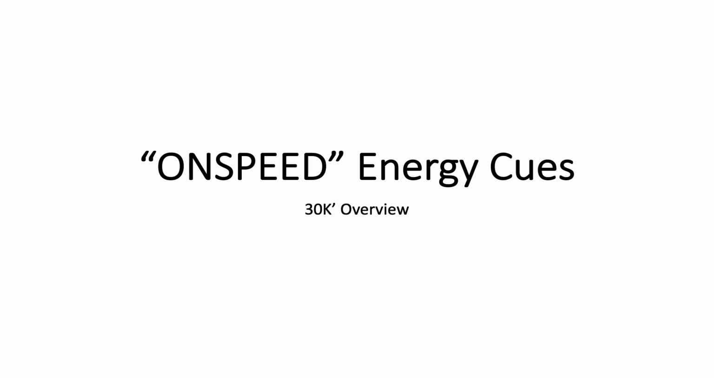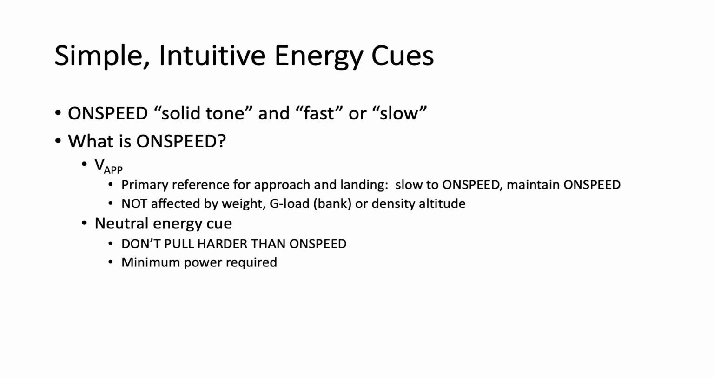Let's take a brief look at the on-speed system and the information that it provides to the pilot. These are simple, intuitive energy cues, and it's really important to understand that we're talking about an angle of attack, not a specific airspeed. If we say fast or slow, we mean relative to on-speed angle of attack. The on-speed cue is used in two phases of flight, approach and landing, and when we maneuver the airplane.